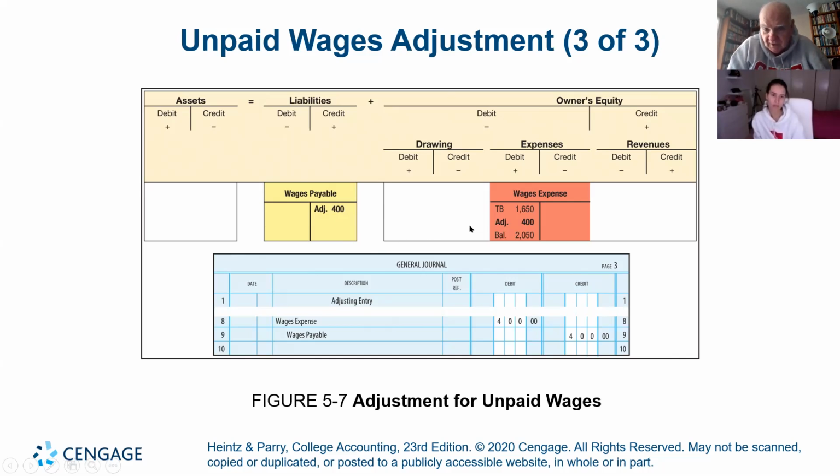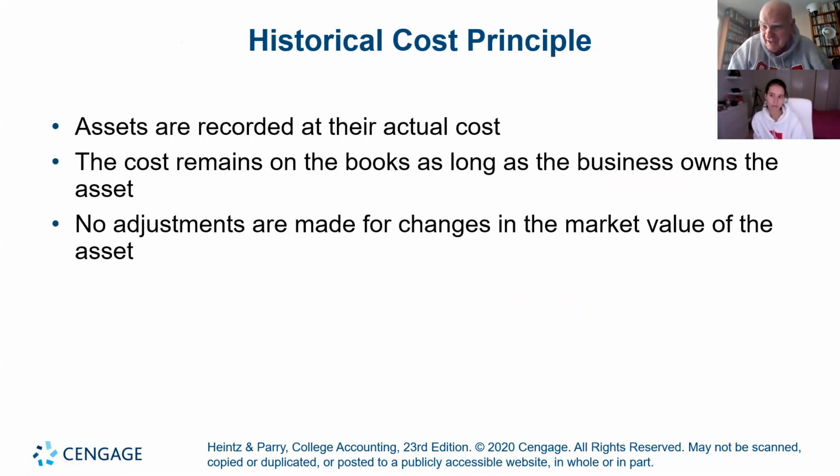So take a look at this. Our wages expense is now correct. It covers the entire month from the 1st to the 30th. And of this amount, we owe $400 in the form of a liability. Any questions on that? Not too tough so far, huh? Adjusting journal entries can be tricky when you start doing them, believe me.